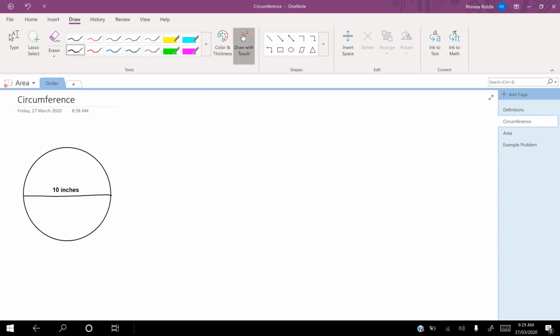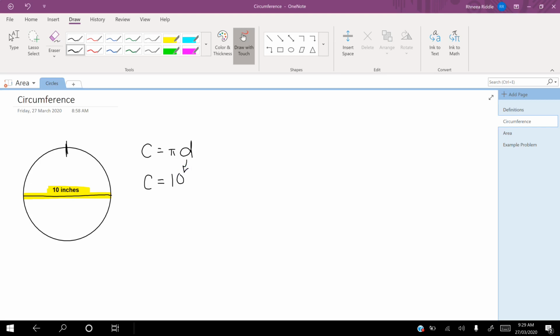So to find the circumference of this circle, and again, the circumference is the area all the way around the circle and how long it takes to get all the way around, we're going to use the formula C equals pi times the diameter. And in this case, we can see here that 10 is our diameter because this line here goes all the way across and through the middle. We can go ahead and easily replace the diameter with 10.